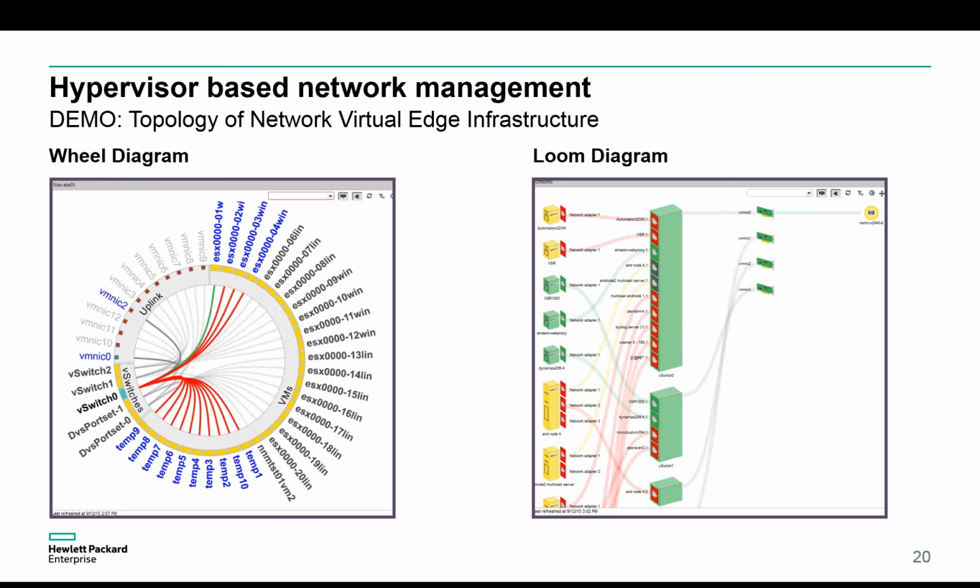The loom diagram gives you a clear linear line of sight from the perspective of the virtual machine through the intermediate virtual infrastructure and out to the outside world. And this is a layout that's probably familiar if you've used vCenter, a very linear kind of layout here. So I'm going to jump out of this presentation.